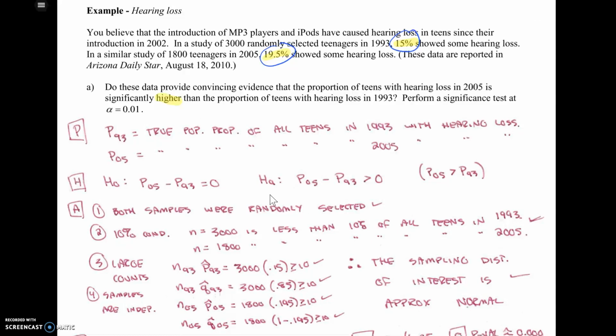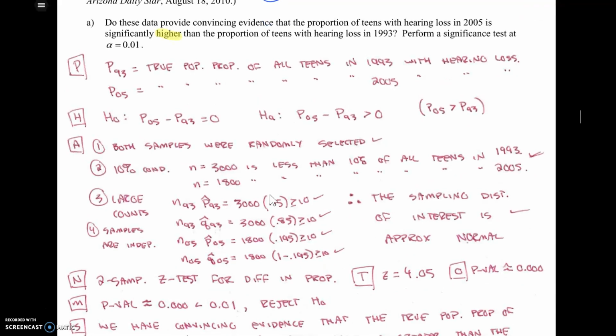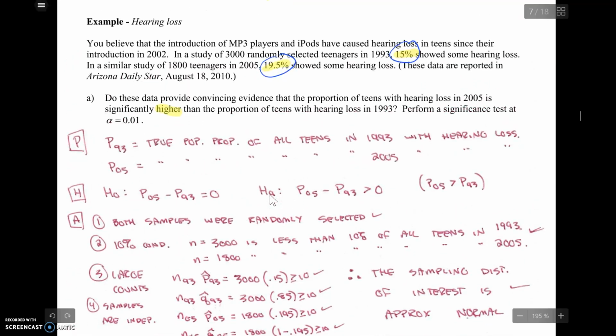P, parameter, the true population proportion of all teens in 93 with hearing loss, we'll call that P sub 93. P sub 05, ditto 2005. Null hypothesis is that the difference is 0. You can do the difference any way you want. You could be P93 minus 05, that's fine. I like to always put the bigger proportion first. So I did 05 minus 93.